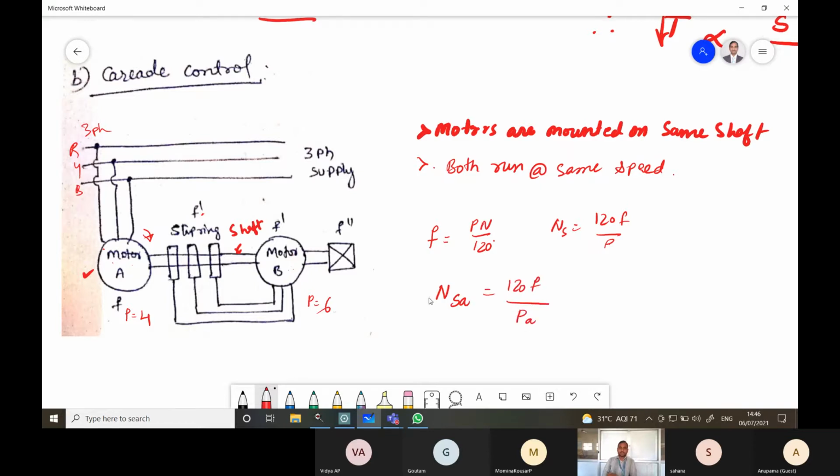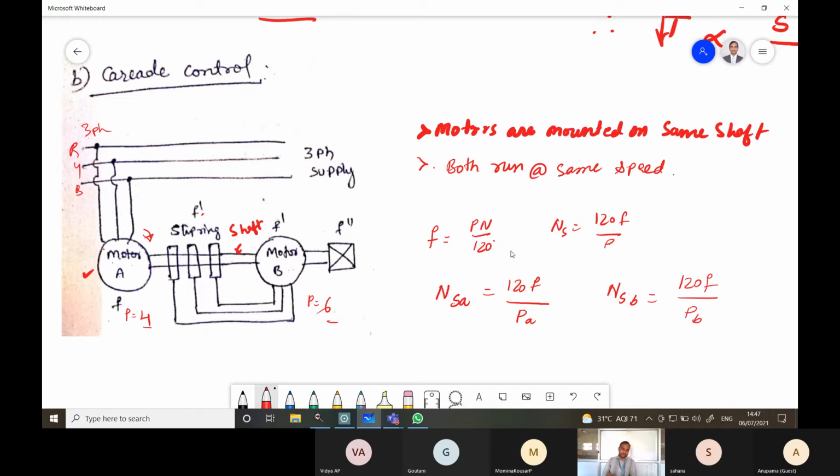PA means number of poles in motor A. Similarly, NSB is equal to 120 f divided by PB, the number of poles in the second motor. For example, the number of poles is 4 here and 6 here. So what happens? Both synchronous speeds will be different.